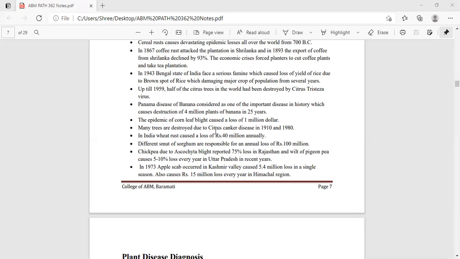In India, wheat rust causes a loss of rupees 40 million annually. So wheat rust, that is black stem rust, yellow rust, as well as brown rust, annually causes losses of 40 million. Different smuts of sorghum are responsible for an annual loss of rupees 100 million, all over the world. So this is about the smut of sorghum also.